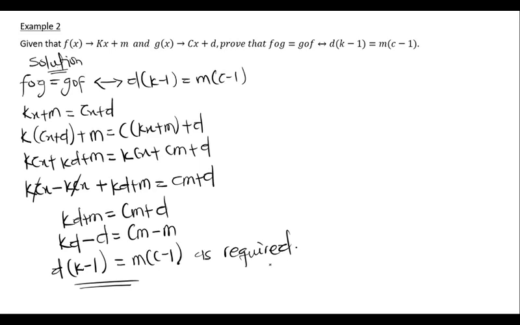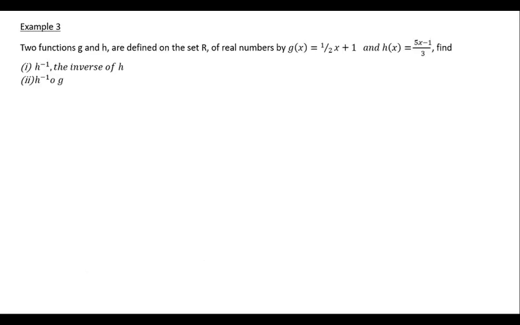Alright, so let's have a look at another final example. Example number 3. Two functions g and h are defined on the set R of real numbers by g of x is equal to half x plus 1 and h of x is equal to 5x minus 1, all divided by 3. We are to find (i) the inverse of h, then (ii) h inverse of g. Alright, so let's go ahead. So we write down our solution.